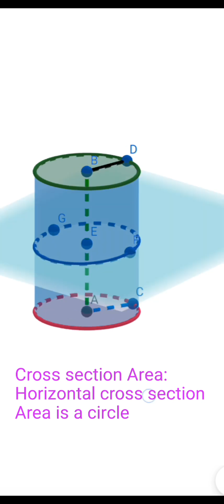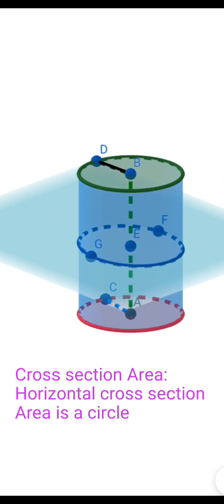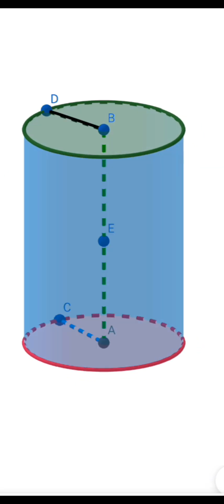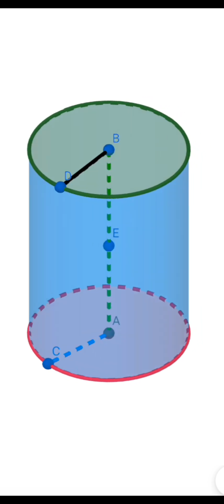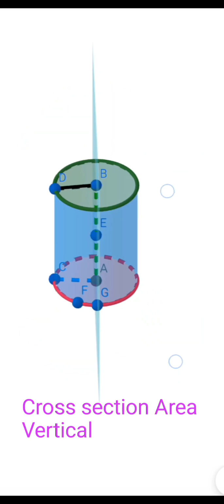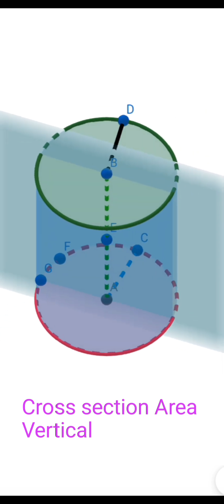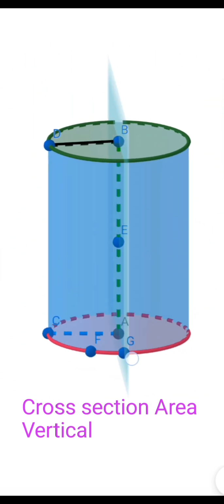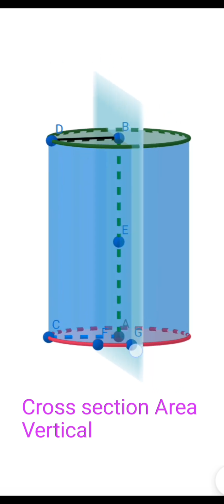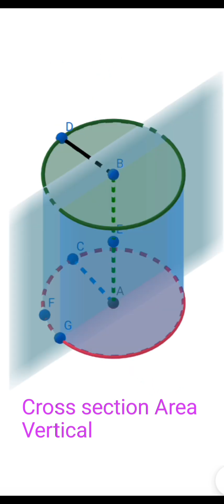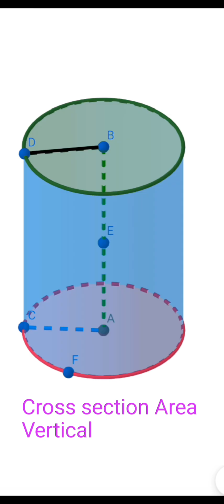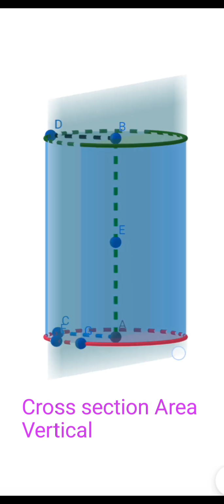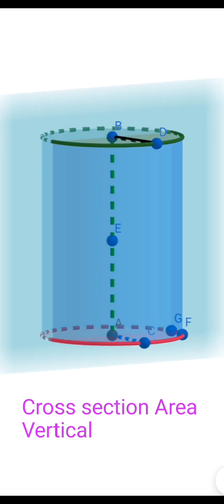Let's move on to the vertical cross-section area of a cylinder. For a vertical cross-section area, the three-dimensional figure, which is a cylinder here, has to be cut vertically, parallel to the y-axis. Here you can see by vertical cross-section, a two-dimensional figure is getting generated. I hope you can find it here. Let me just highlight it. So the two-dimensional figure at the cross-section which we can see is a rectangle.